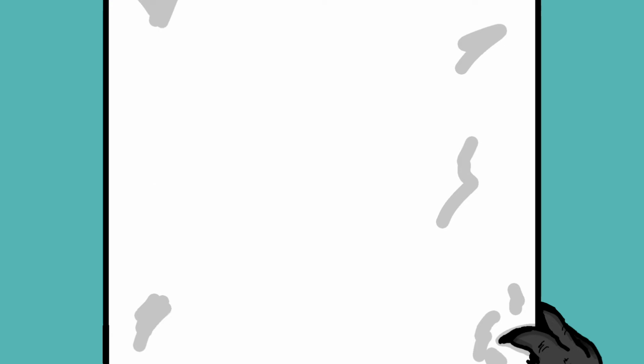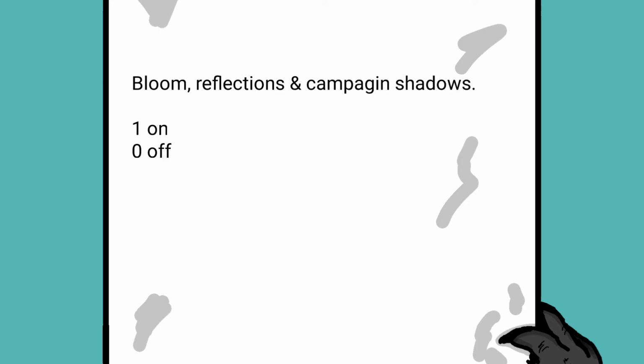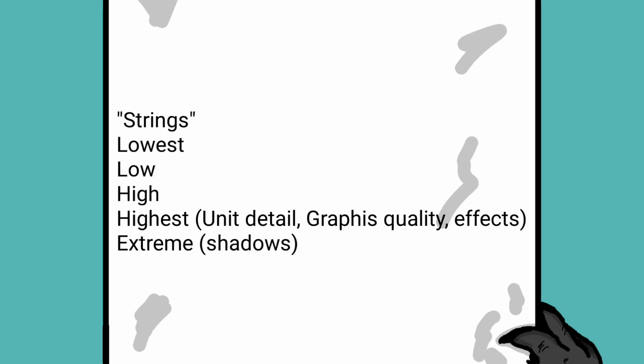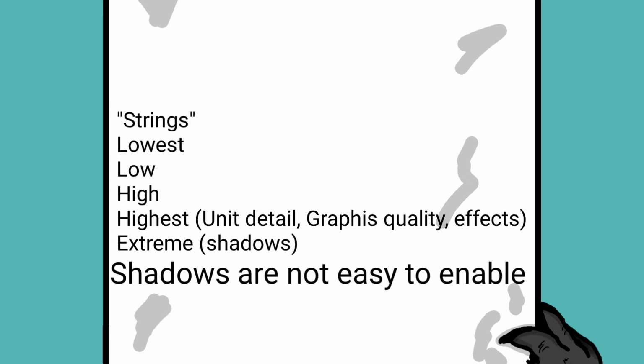Bloom, reflections, and campaign shadows are integer toggle settings. Either use 0 for off or 1 for on. Any settings that say string can generally be set to lowest, low, medium, or highest, and in the case of shadows, extreme. However, I've not gotten shadows to work for myself, and I'd recommend experimenting with most of these settings for yourself.